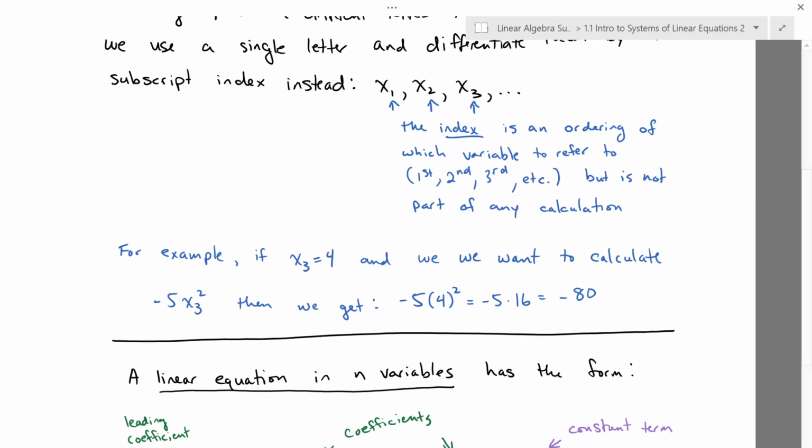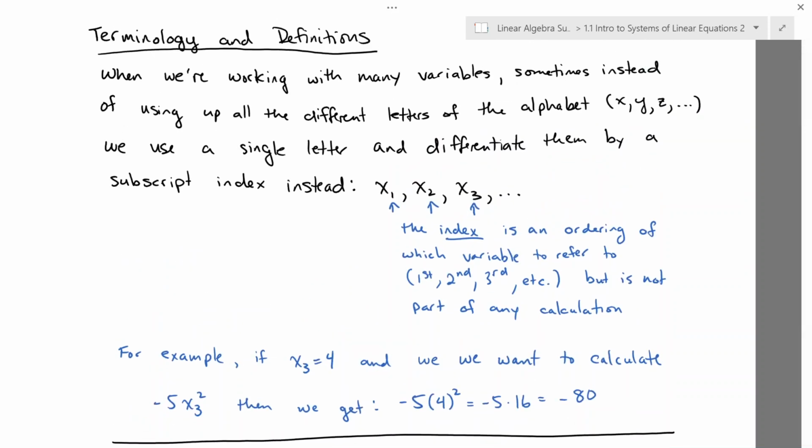Okay, so that's the indexing notation. When you're in a situation where you have 10, 20, 30, hundreds of variables, you're going to run out of letters, and so it's better to label them with these indexing numbers.